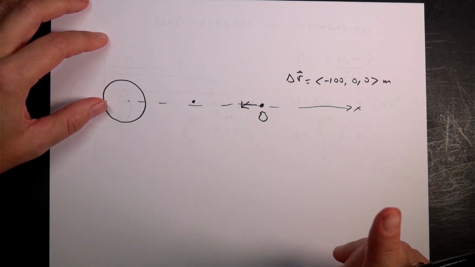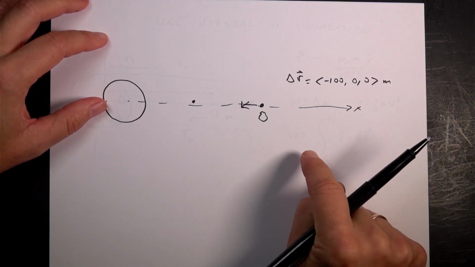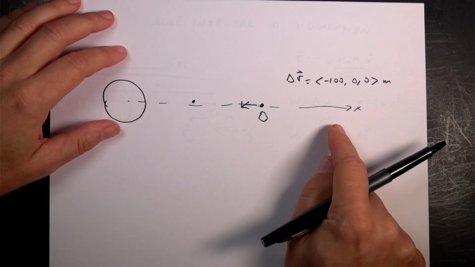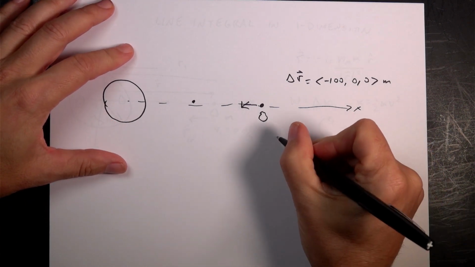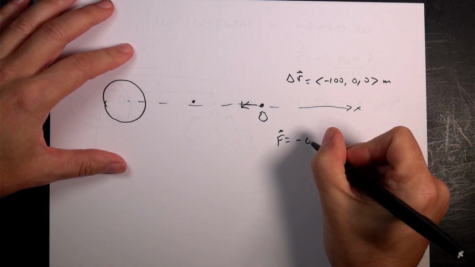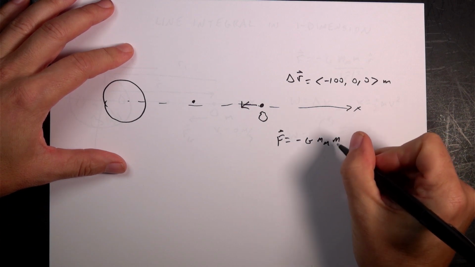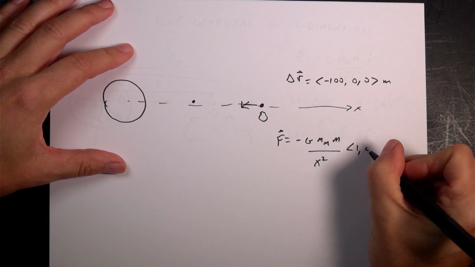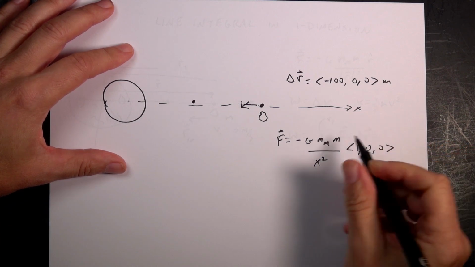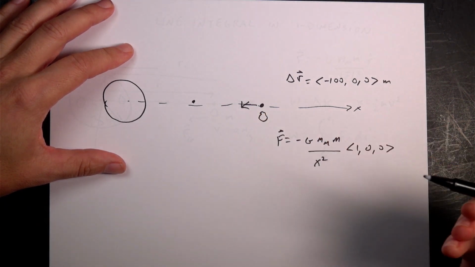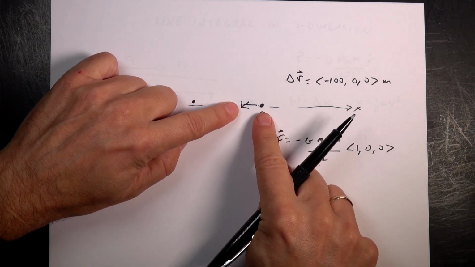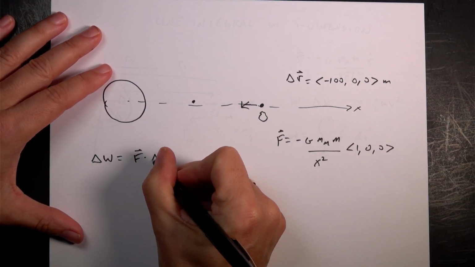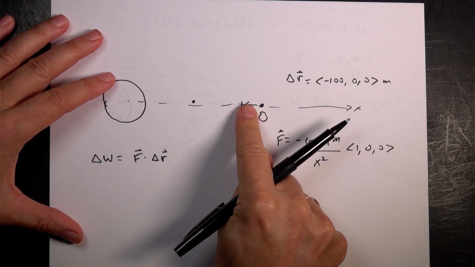But if I have a small distance, and that's fairly small compared to these distances I'm dealing with, I can assume F is constant. So I can say F equals negative G, mass of the moon, mass of the thing, over, let's just call this x squared, and then times the vector 1, 0, 0, with the negative sign. I do need that, right? It's going that way. The displacement's in the same direction. So then I can say delta W equals F dot delta r, right? That's the work done over that path.